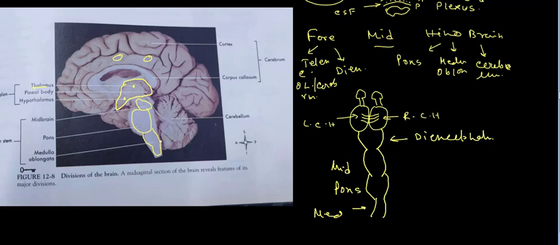The pons also participates in some of these activities. For example, it regulates the breathing centers in the medulla. This is very, very important. So the pons actually regulates the breathing center inside the medulla.